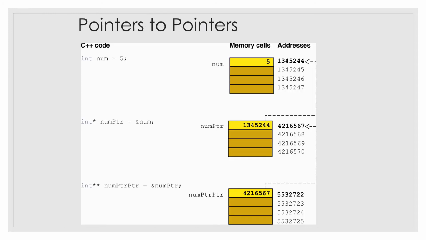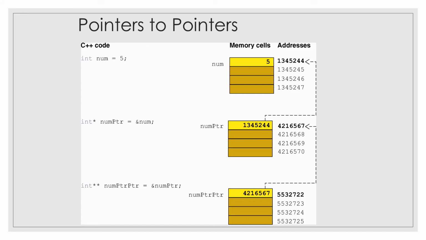Imagine that we have a single integer variable. Nothing fancy, it's called num, and its value has been assigned to be 5. We can create a pointer variable. In this case, num pointer is a pointer to an integer, and we grab the address of num and put it in there. So num pointer indirectly points at num.